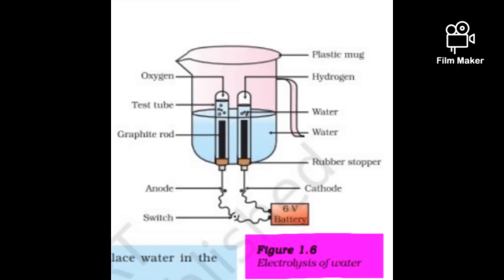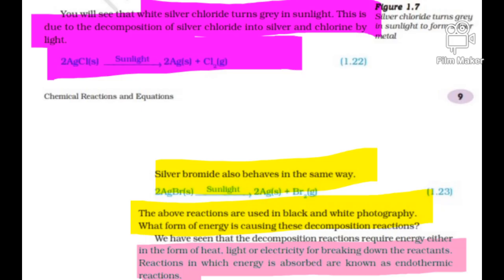Next we have a decomposition reaction where water is broken down into oxygen and hydrogen through electrolysis. This is called electrolytic decomposition, where electricity is used to break down the molecule into its constituents.